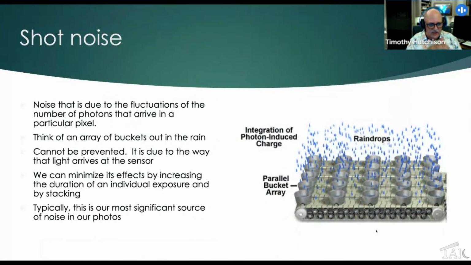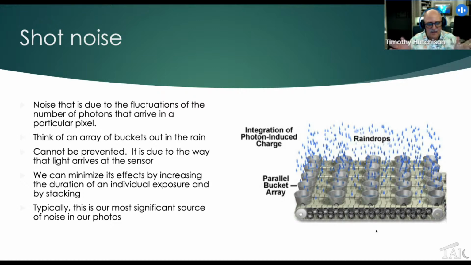Photons arrive at our sensor and impact each one of these pixels in a random way, right? The photons don't travel across the cosmos in a big straight line and all impact our sensor at the same time. No, it doesn't happen that way. They sprinkle in, they get scattered in, much the same way as raindrops impacting your sidewalk, right? So that fluctuation in the number of photons that arrive at a particular pixel is what shot noise is.